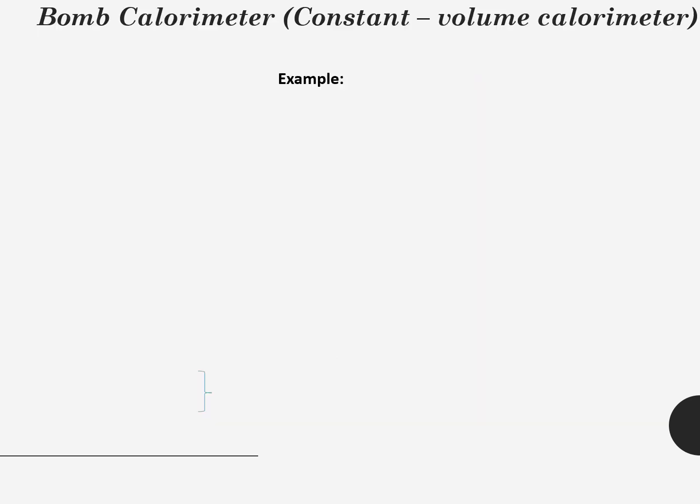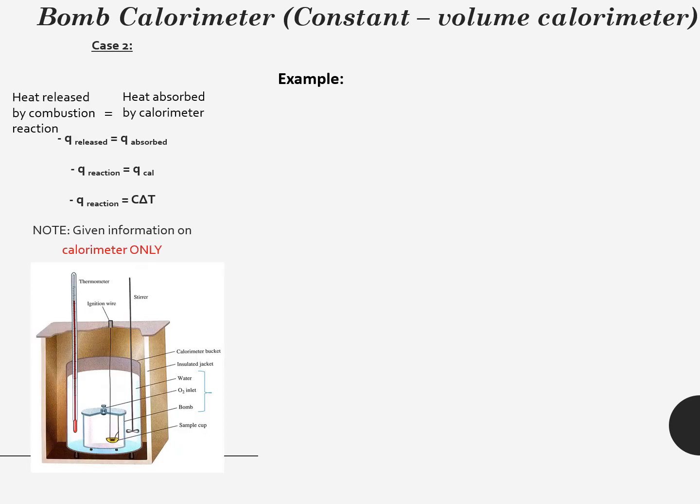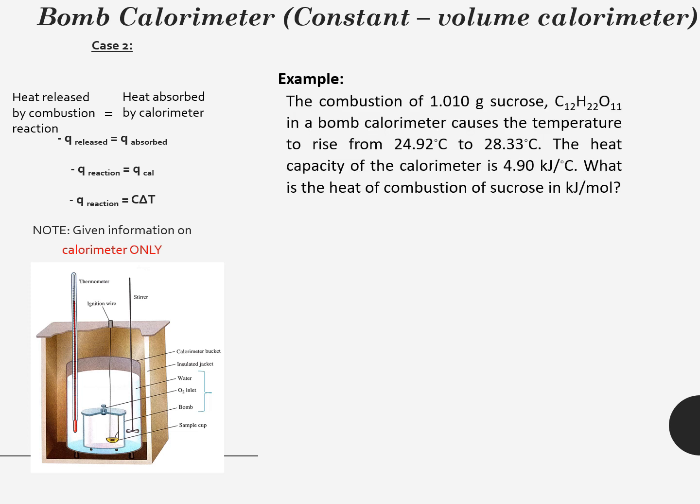For case number 2, the surrounding is calorimeter only. This is because water and calorimeter are integrated as one part of the system. Hence, the heat released by the combustion reaction is deemed to be absorbed by the calorimeter only. How do we know it is case number 2 based on the question? We can see that in the question, the information is only given for the calorimeter in terms of heat capacity. So now we shall look at the example question.